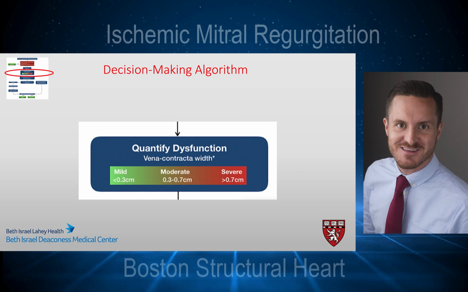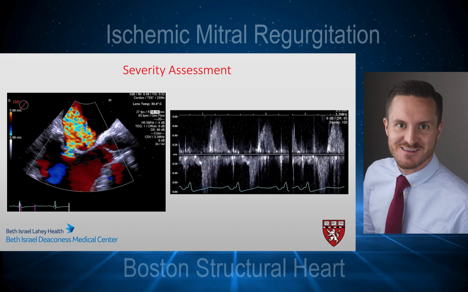In patients with moderate mitral regurgitation, this method should be used with caution, as it has the propensity to underestimate the degree of regurgitation, and so it should be used along with other methods to quantify the degree of dysfunction. In our patient, we graded the regurgitation as severe based on a vena contracta of greater than 0.7 centimeters and also the presence of flow reversal in the left upper pulmonary vein, as we can see in these images here.